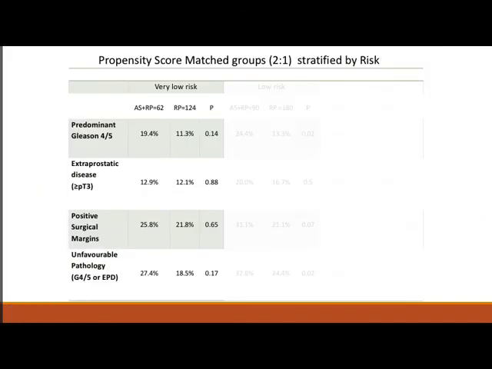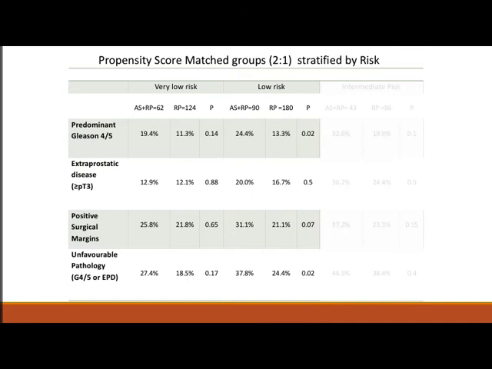So the very low risk group had a trend towards more unfavorable pathology, more pattern 4, more T3 disease. Oh, no, I mean, their T3 is fairly equivalent. Margins equivalent. A general trend towards more unfavorable pathology, but not statistically significant, maybe because of the sample size. When we look at the low risk group, this was the biggest numbers, 90 versus 180. And you're starting to see some statistical significance in the unfavorable pathology there, which is interesting.